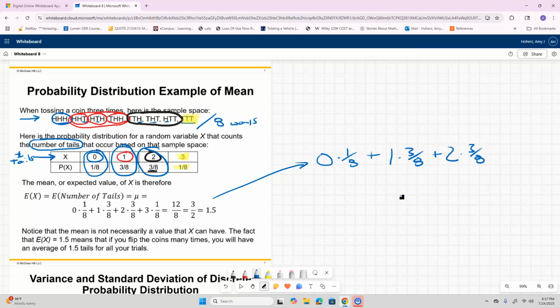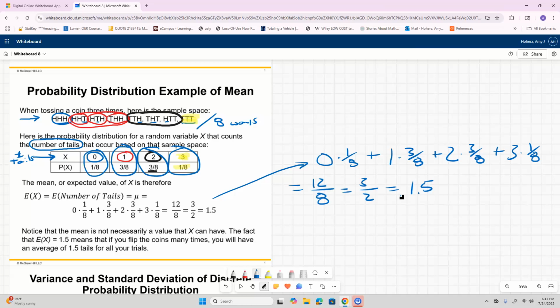So you can see when you've got the distribution table made, it's a pretty quick process. It's just the top number times the bottom number and add them up. And then finally we have 3 times 1/8. And if we multiply that out, we get 12/8 or 3/2, which then reduces to, or changes to a decimal of 1.5.